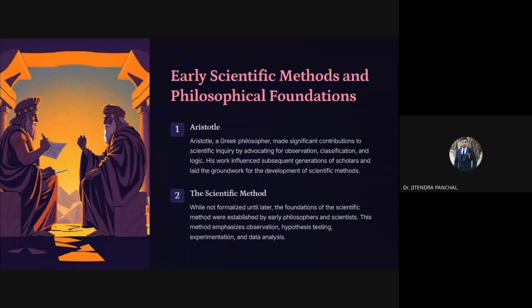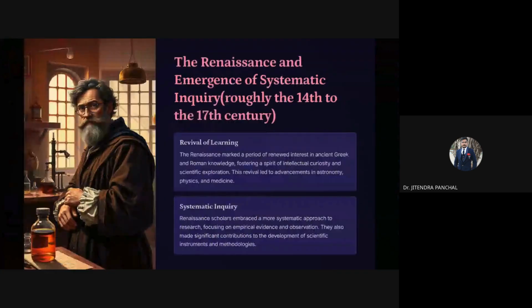Before the formalization of research, there were methods as well, but they were not known to everyone. The foundation of the scientific method was established by earlier philosophers and scientists. This method emphasizes observation, hypothesis testing, experiment, and data analysis. So they were also doing observation, hypothesis testing, experiment, and data analysis at that time.